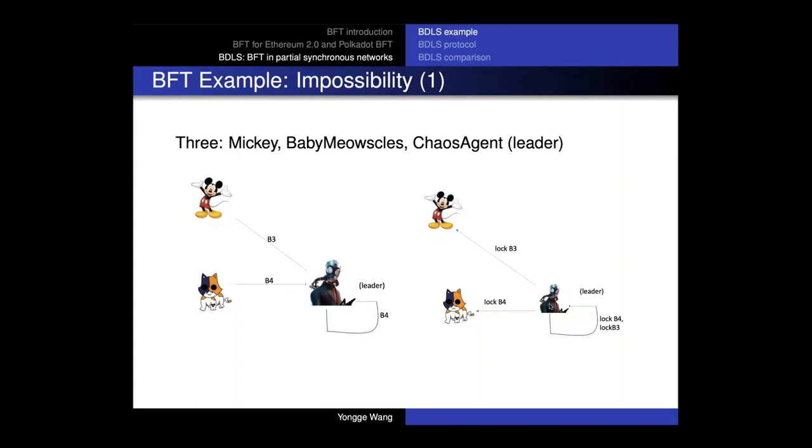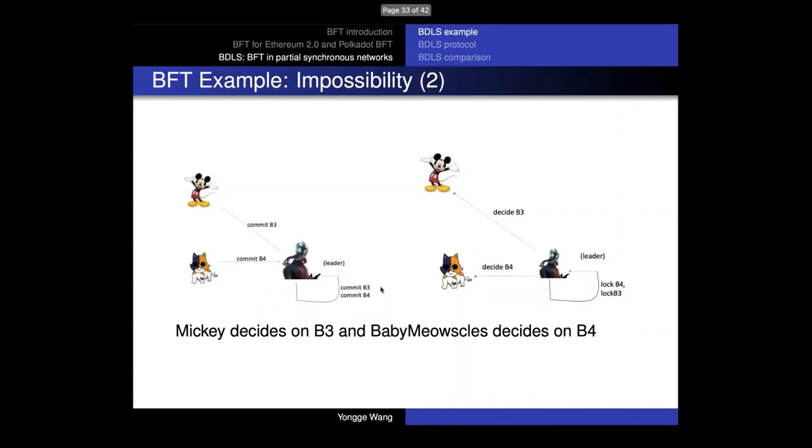And then he said, okay, please knock this, let's put B3 on the ballot. He will tell this guy, put B4 on the ballot. He will send a different message to different guys. So that means he will think he can vote for B4, B3, but he will vote for both B3 and B4 at the same time. So he commits B3, he commits B4, and he commits both B3 and B4.